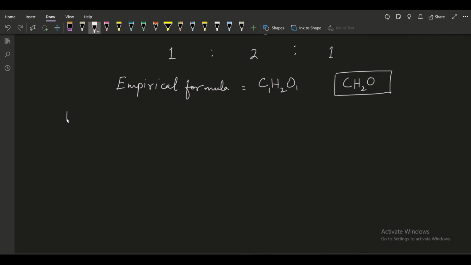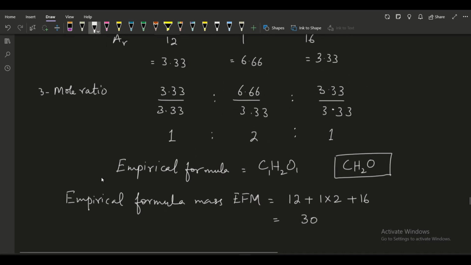For that, first of all, let's calculate the empirical formula mass, or you can say EFM. You can easily calculate it: the atomic mass Ar of carbon is 12, plus hydrogen is 1 with subscript 2, plus oxygen is 16 with subscript 1. When you add all of them, your answer would be 30. Alright, and what is the value of Mr given in the question?